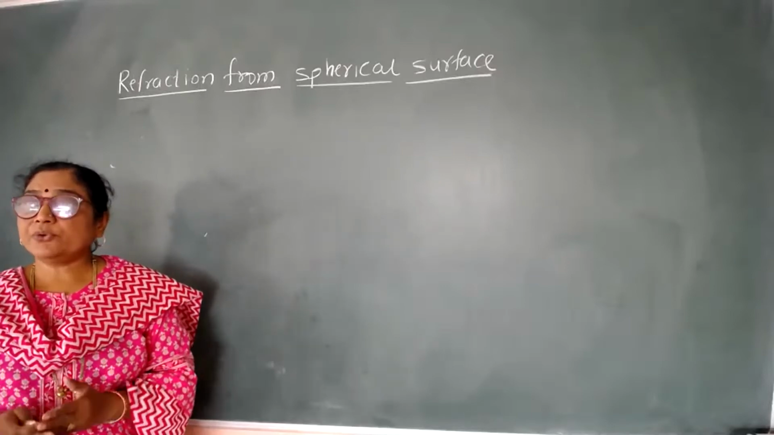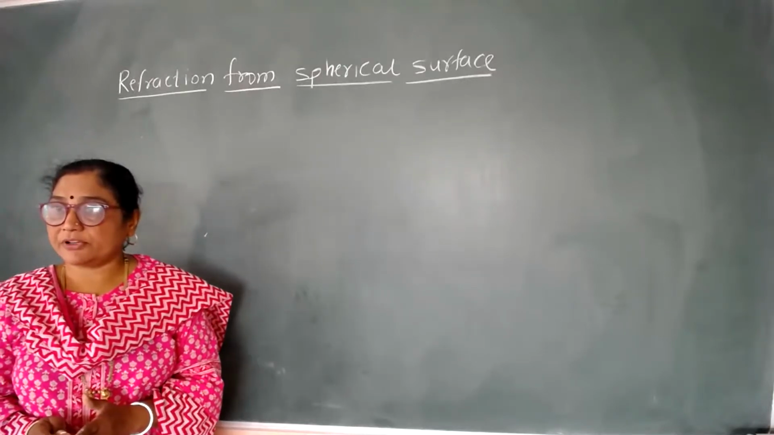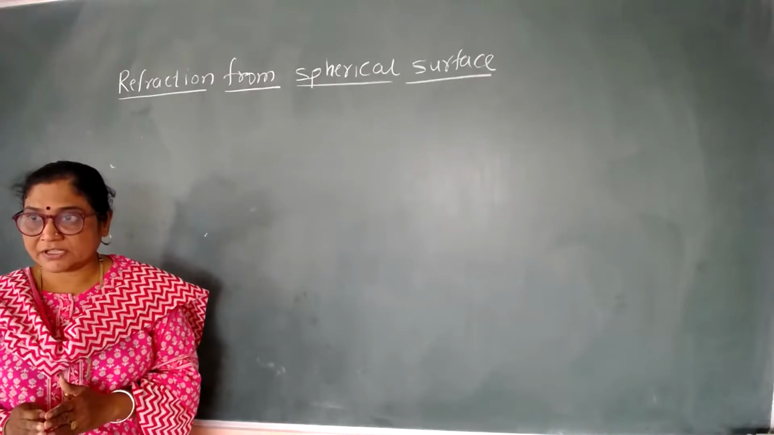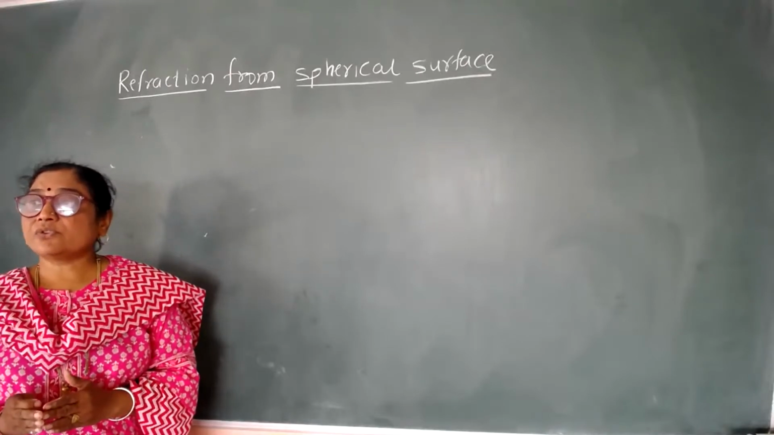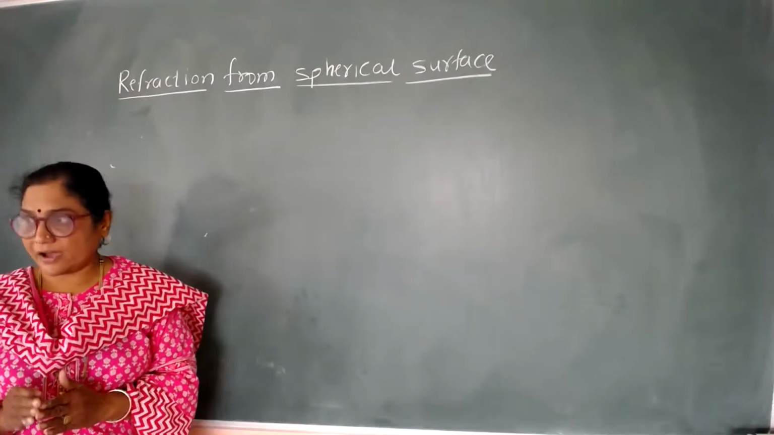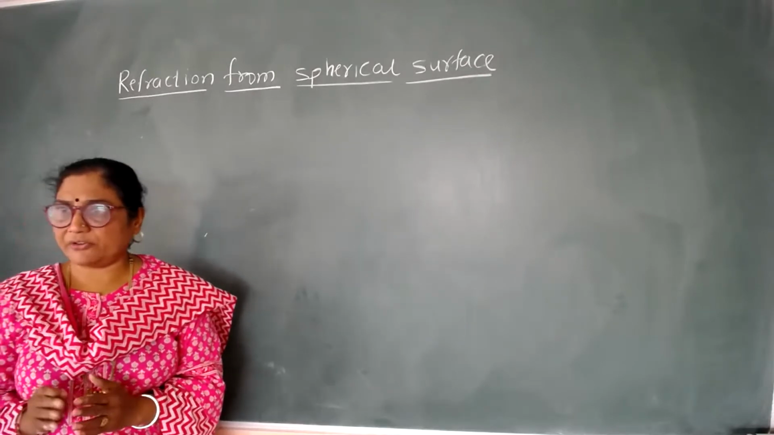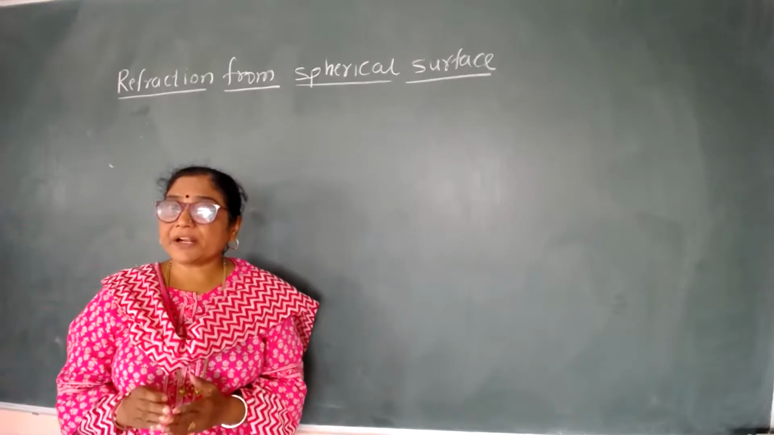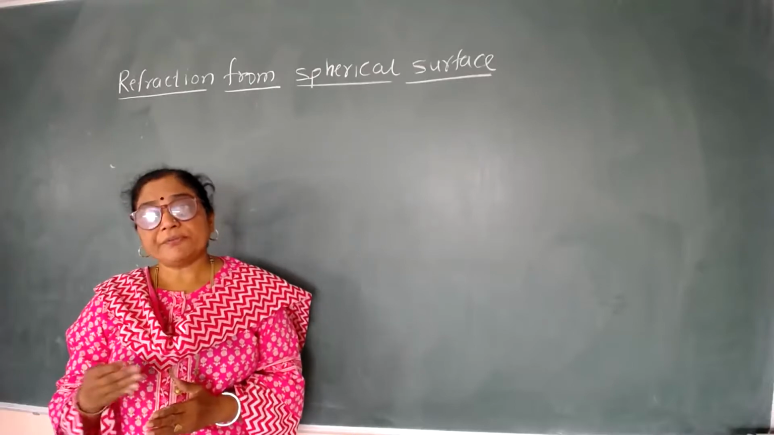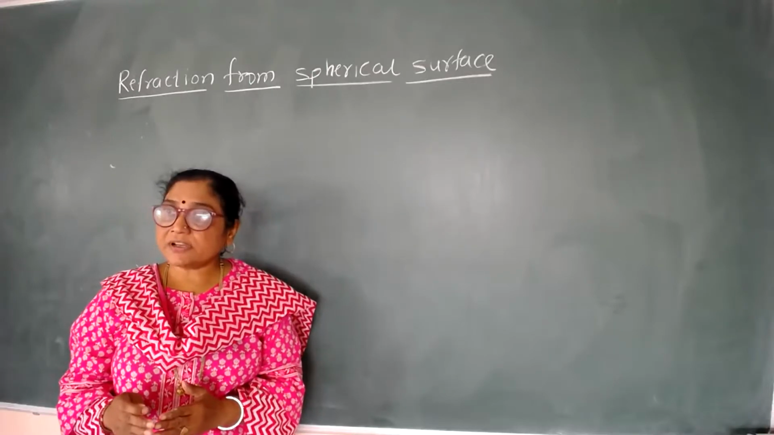Okay. Then today we study the important derivation in this chapter, that is refraction through the spherical surface. This is also known as the relation between n, u, v and R. What is the meaning of n here? n means refractive index. What is the meaning of refractive index? It is the ability of the medium to refract or to bend the ray of light which is incident on it.